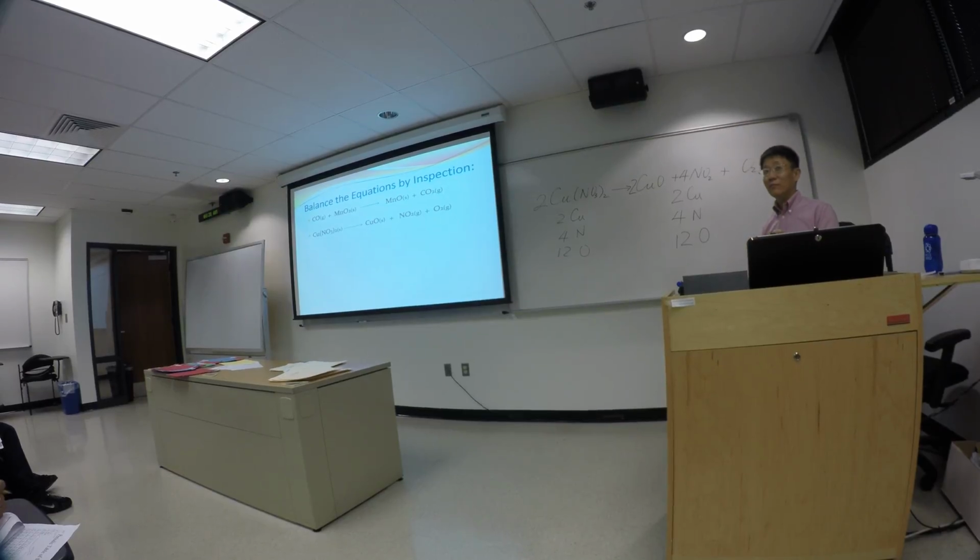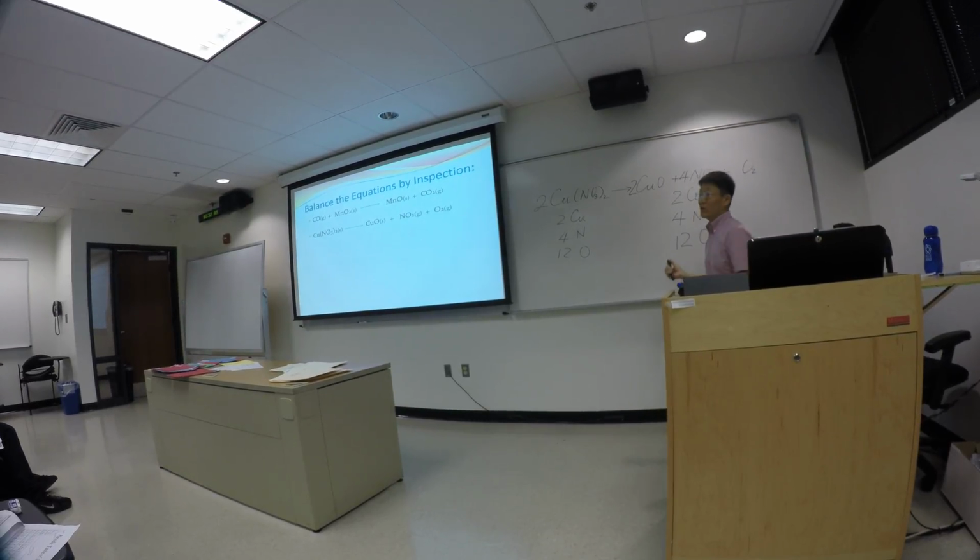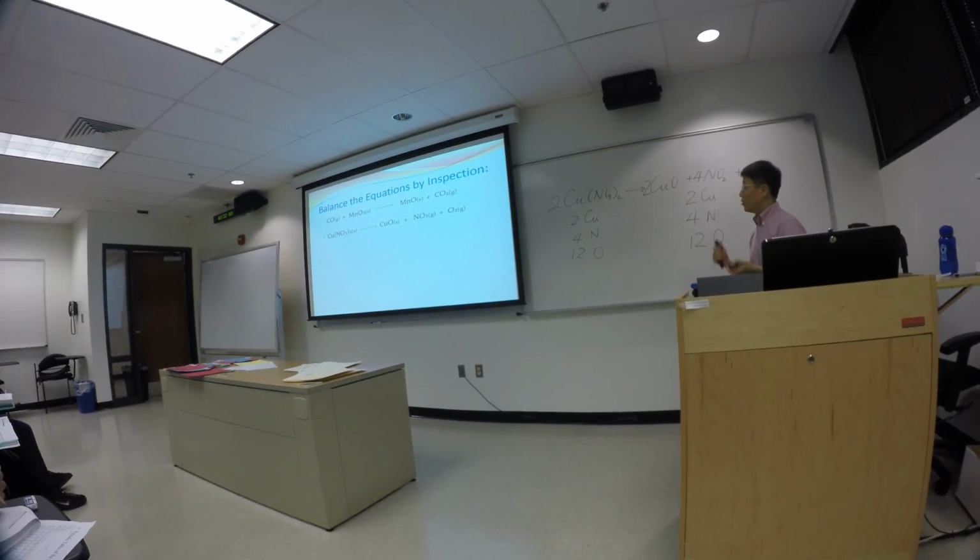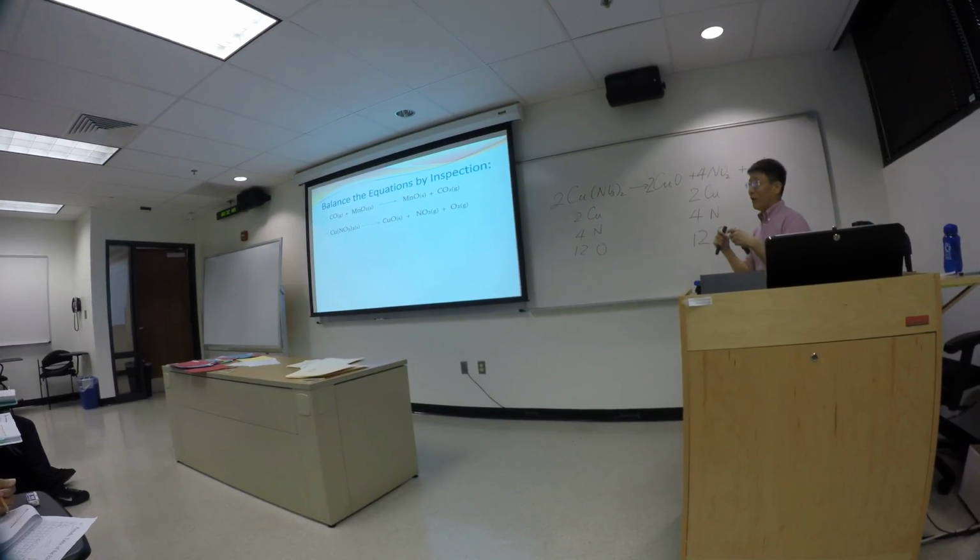Balanced? Yes. That's all we do. You do a bookkeeping there. Each kind of atom, you have the same number of each kind of atom on both sides of the equation. It's balanced. That's how you balance chemical reaction equation by inspection. Okay? You start with the easiest thing.